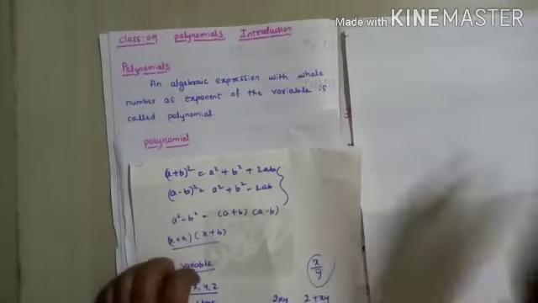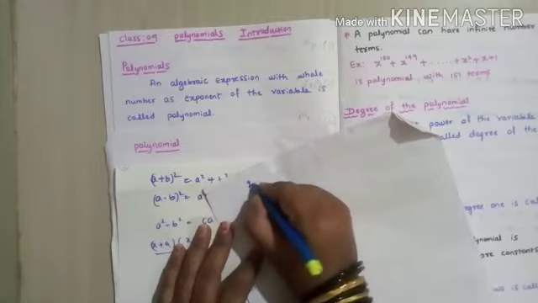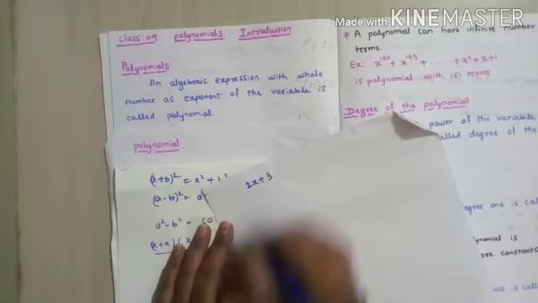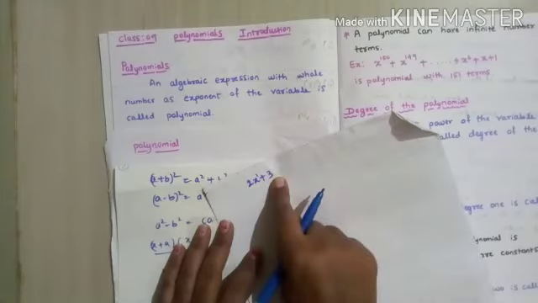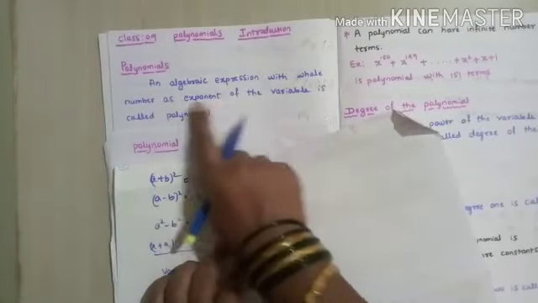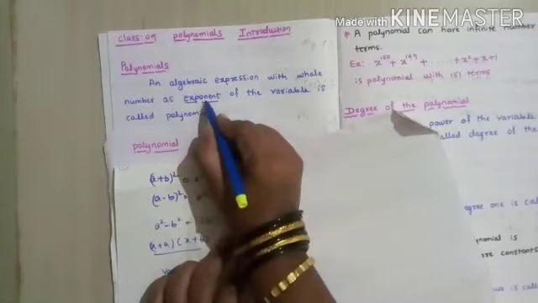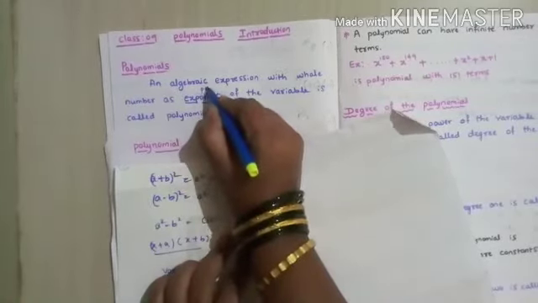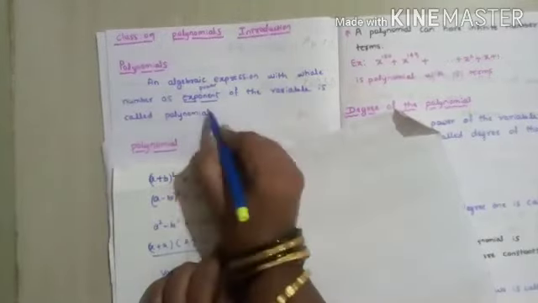For example, I will show you one expression here. 2x plus 3. Here what is the power of x? 1. 1 is a whole number. So it is an algebraic expression because of the variable. What they are saying is, an algebraic expression with a whole number as the exponent. Exponent means power of the variable. Exponent means power. You can write power of the variable also here. Power of the variable is called polynomial.